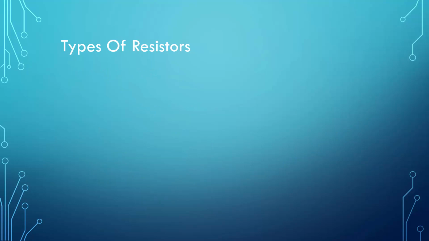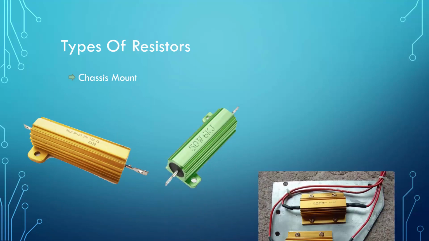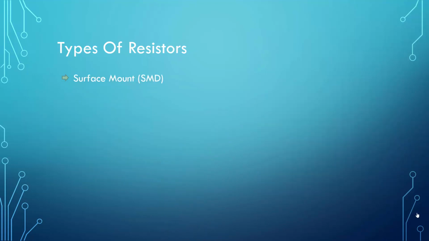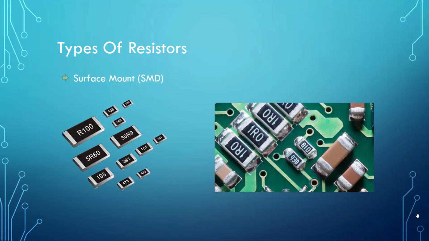The next category is chassis mount resistors. They are resistors in a metal or ceramic case that can be mounted to a structure to help dissipate heat. The next category is surface mount resistor or SMD. They are a smaller rectangular shaped resistor that can be soldered to the surface of the circuit board. As you can see in the right picture, they are soldered on top of the circuit board.